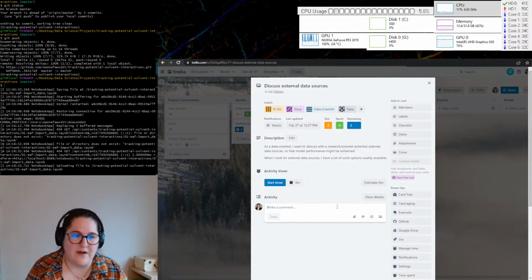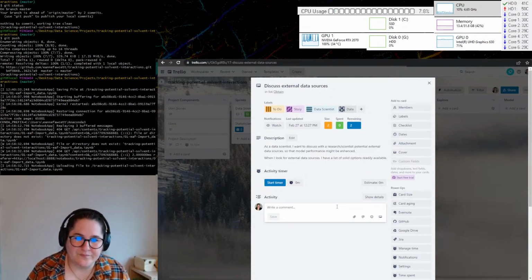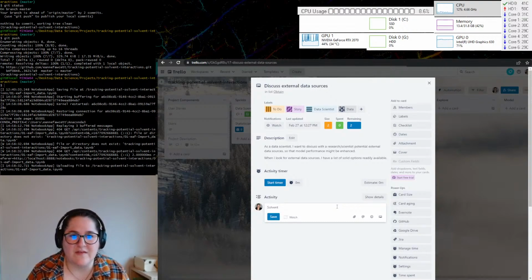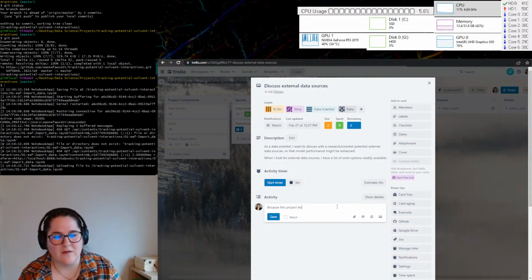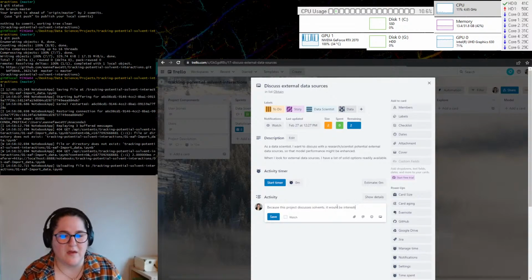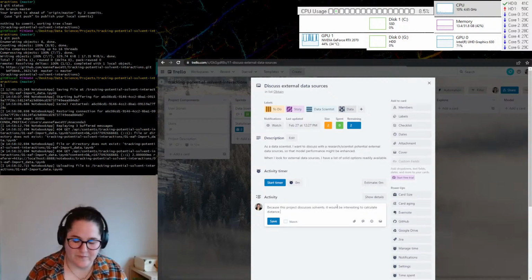And so my comment here about external data sources: I want to have a really solid list of options readily available. Now, this was a project that discussed solvents. Let me actually write that out. Because this project discusses solvents, it would be interesting to calculate the number of molecules present in each concentration.